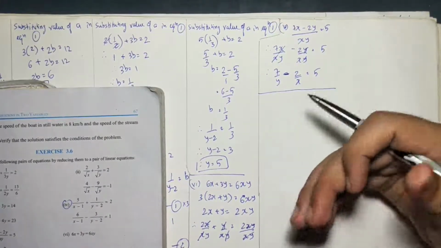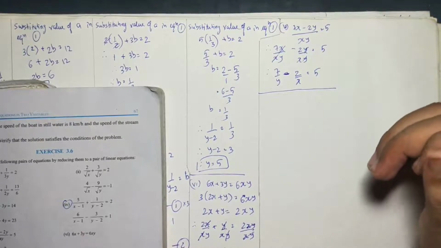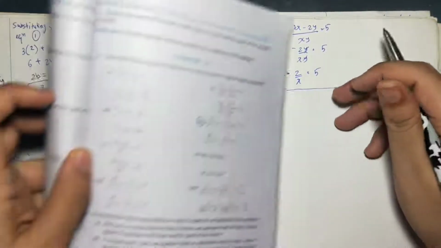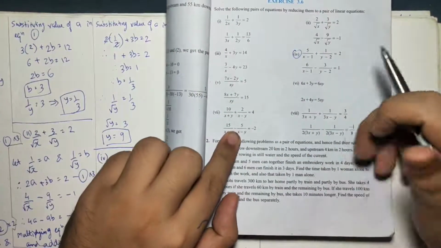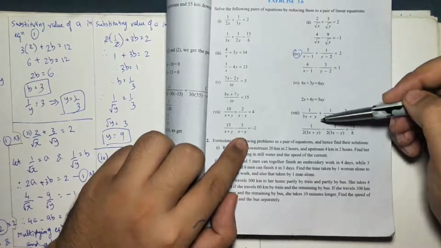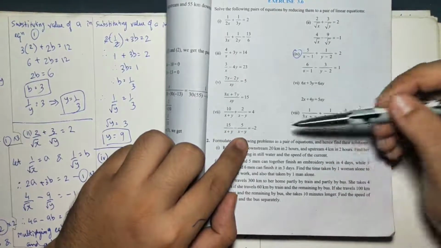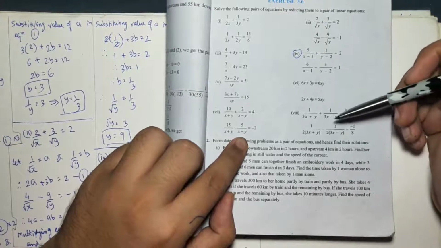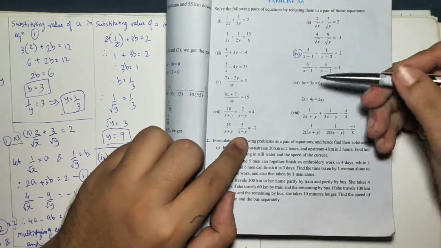Okay, the second equation I am not doing because you have to do the same thing with the second equation. Now from 7th and 8th, again 8th is a step ahead of 7th, so I will be doing 8th one. 7th can be done as homework.